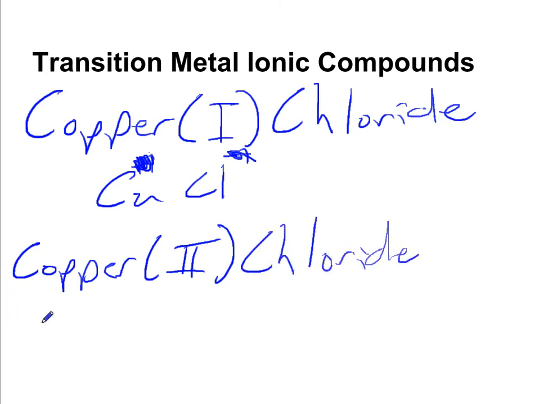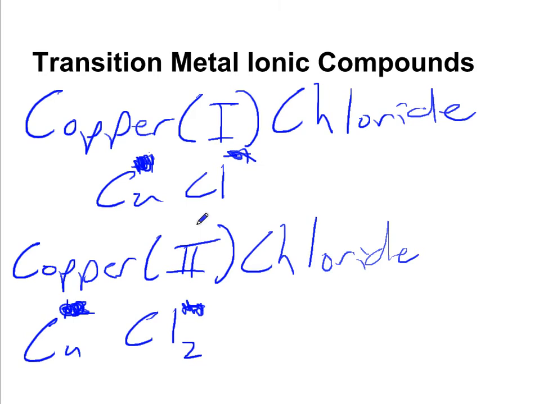That's our clue that it's the copper +2 ion combining with the chloride ion. We would need to use the crisscross method and put that 2 down here, so CuCl2 is the formula for copper(II) chloride. So for transition metals that have more than one possible charge, you specify what that positive charge is by putting a Roman numeral in parentheses.